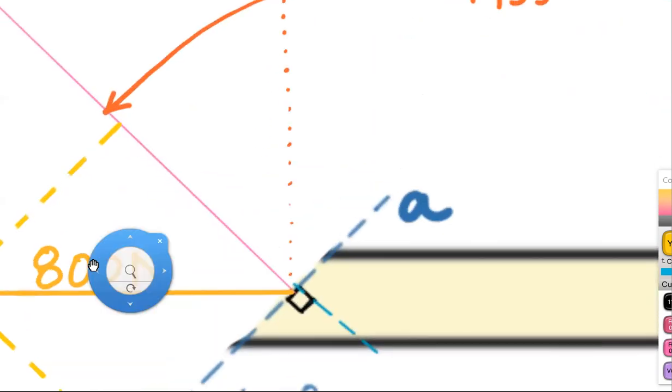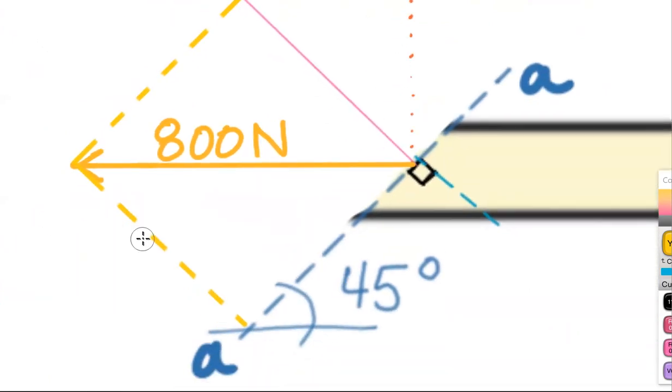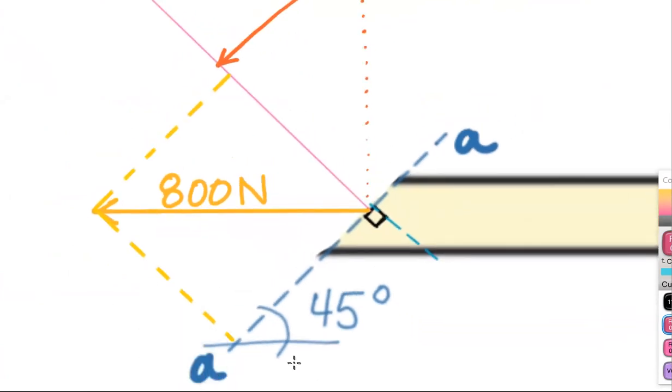All right, zoom in. We want to break that 800 Newton into two components. One that is perpendicular to the cut plane, namely this one. And one that is in plane or parallel to the cut plane. And I'll call that V for shear force. I'll just start right there, that's fine.